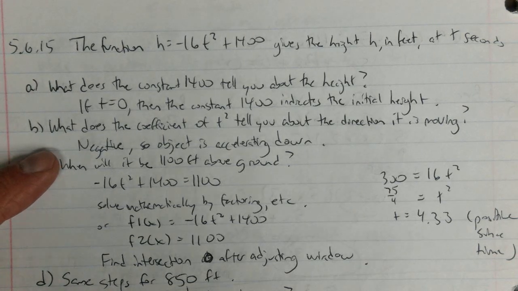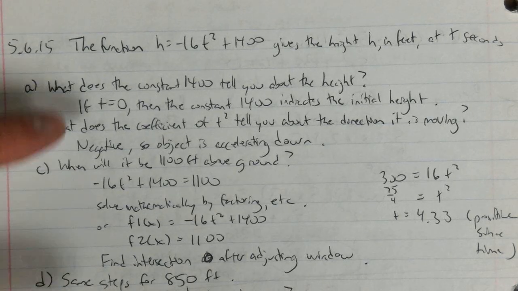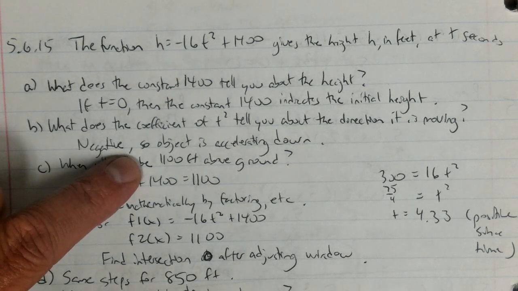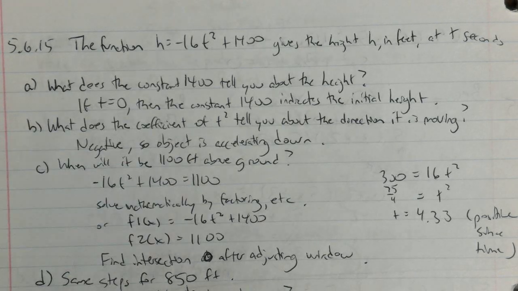The next one says, what does the coefficient of t squared tell you about the direction it's moving? Well, it was a -16. It's negative, so that means it's accelerating down. A lot of those word problems will have -16 in there for the acceleration.